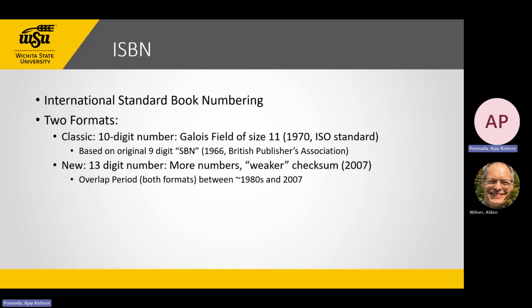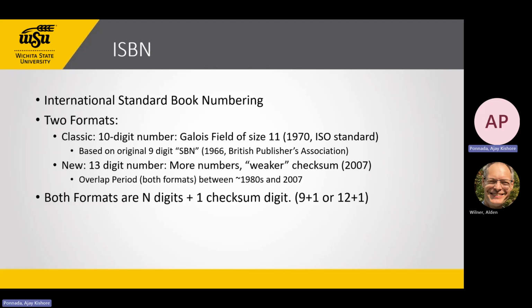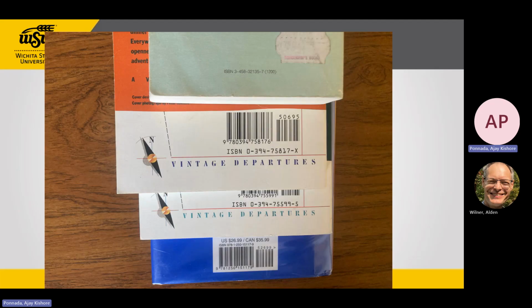There is an overlap period between the 1980s and 2007. So on some of the books published in those years, we can find both a 10-digit ISBN and a 13-digit ISBN. Both formats are n digits plus one checksum. For 10 digits, we have 9 digits and one checksum. And for 13 digits, we have 12 digits and one checksum, the check digit. So we will focus on the 10-digit versions.